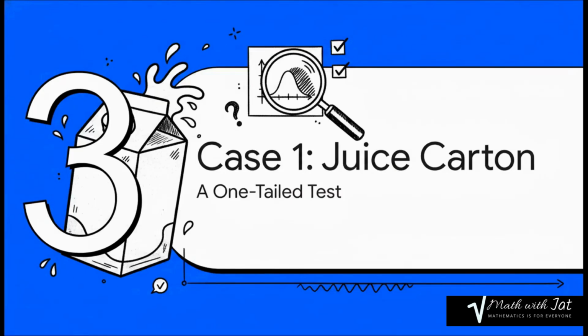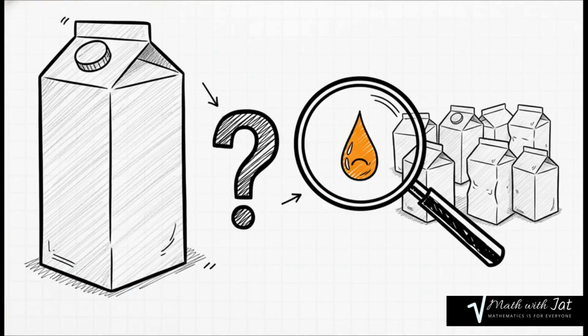Section 3. Case 1. The juice carton. Armed with that mathematical logic, let's crack open our very first case file. It's a classic scenario of consumer protection. Here are the facts of the case. A company sells fruit juice, and they're claiming the mean amount per carton is 60 milliliters, with a standard deviation of 3 milliliters. But a local trading inspector starts receiving complaints that the company is shortchanging people.